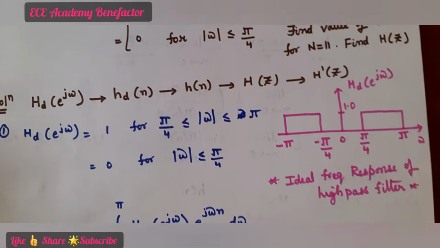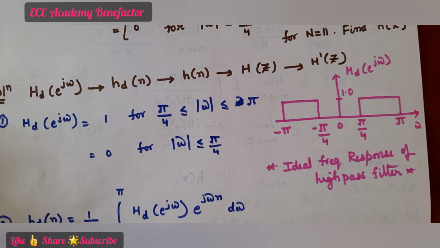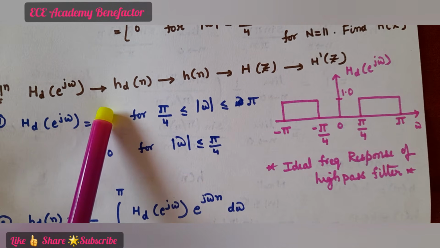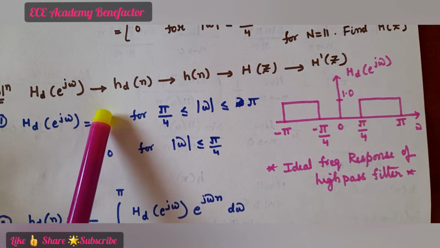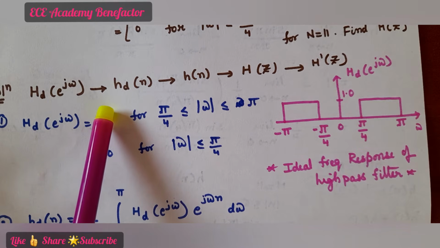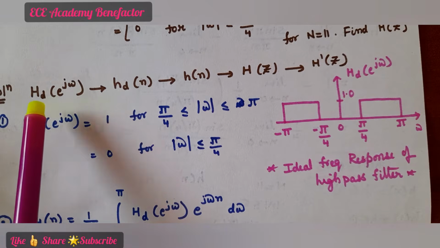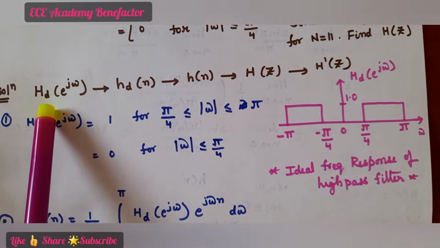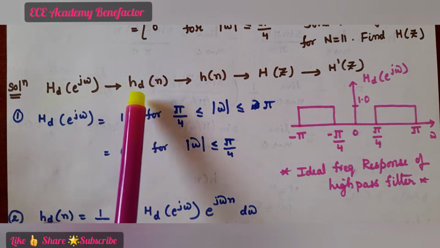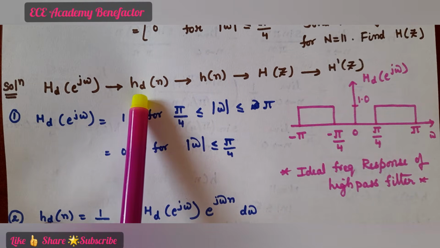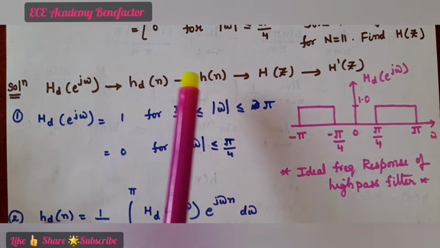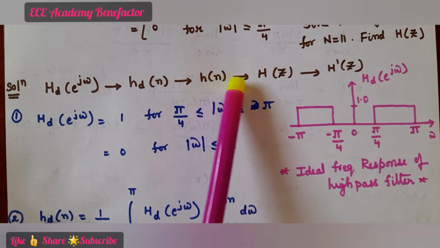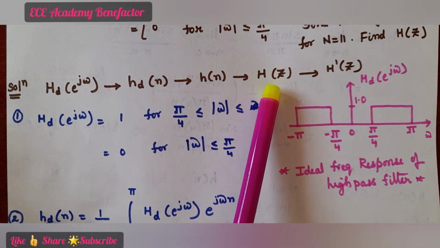Let us start the solution. This topic is from the design of FIR filter using the Fourier series method. What are the steps in the Fourier series method? The desired frequency response H_D of e to the j omega is given. Based on this, we first compute H_D of n, that is the desired impulse response, and then compute the truncated impulse response h of n and then find its transfer function H of z.